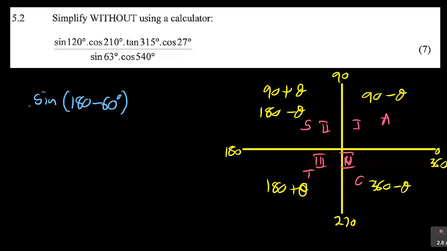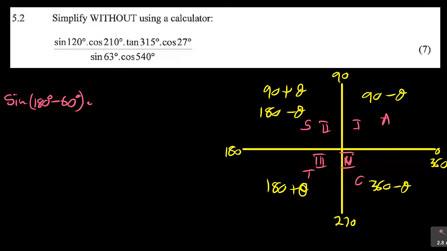That's the first part. For me to have enough space, let me write it from the beginning here to say sine 180 minus 60, just to make it small, and then dot.